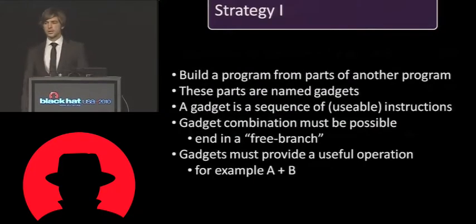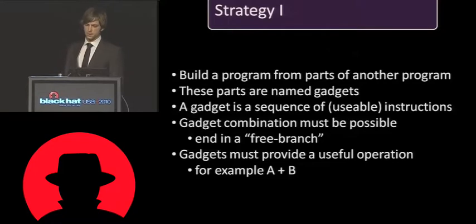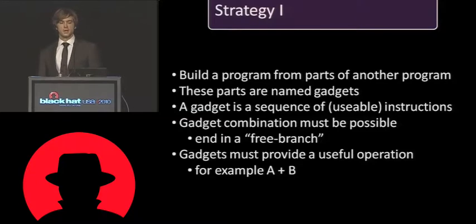So what's the strategy to actually achieve this goal? As I said in the goal definition already, what we want to be able to do is build a program from parts of another program. So we look at the executable of the binary itself and the libraries of the binary itself, and take the parts that we need for our program from those sections of the program. These parts are named through the convention of return-oriented programming gadgets, but are really only instruction sequences if you look at them in a general way.